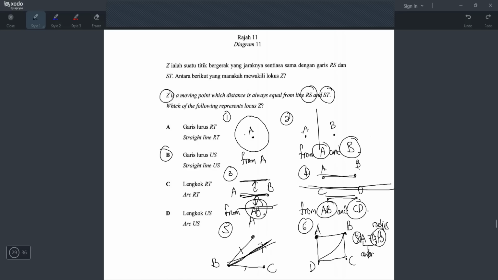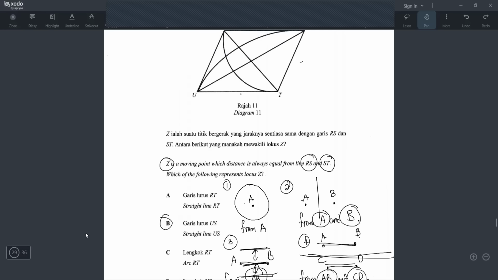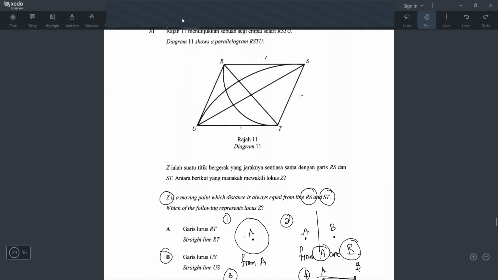So six is they give you something like this, and then you see which one is not in the diagram, you don't look at that one. And then the one that repeats is the center, and then the other side will be the radius. Okay, I think I explained the whole concept of locus already. Now we can do this question. Now let's see what it says.